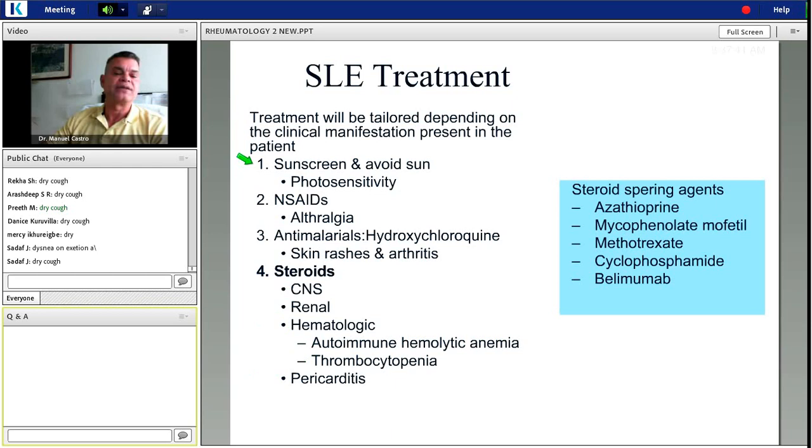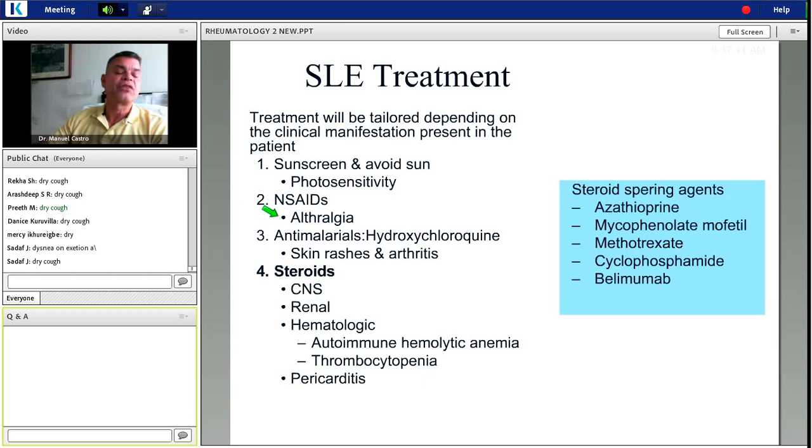pleuritis, right? Now, for patients with photosensitivity rash, the treatment is going to be sunscreen and avoiding the sun, okay? Sunscreen and avoid the sun. That's what we do for those patients. Now, for patients with arthralgia, NSAIDs are going to be very good. Now, if you're already using a steroid for another condition, then that will work for the arthralgia as well.